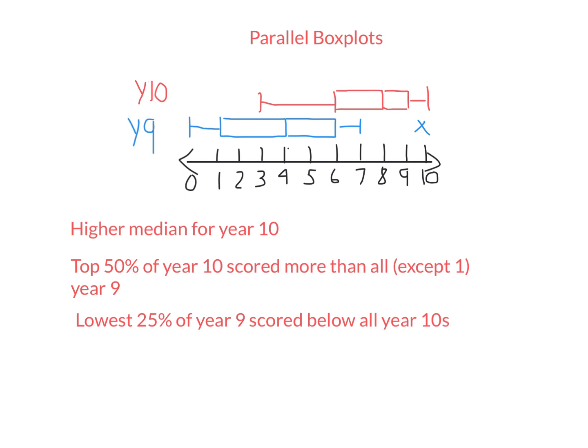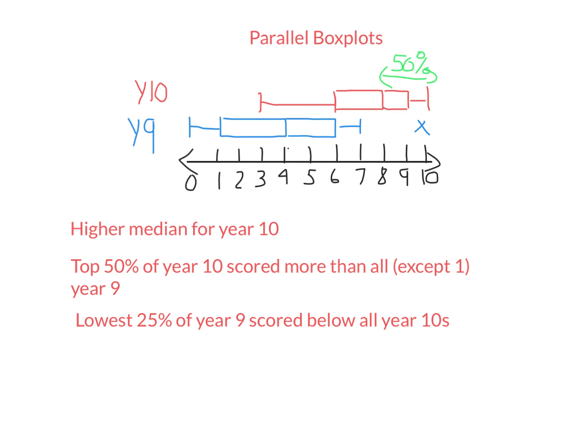Well, we can see, for example, that the year 10s had a higher median for this score. The median for year 10s was 8, and for year 9s it was 4. We know that the top 50% of year 10s scored more than all except one of the year 9s. So the top 50% of year 10s is this range here. This box plot is telling us that 50% of year 10s scored 8 or more. And that's more than all of the year 9s except this one outlier.